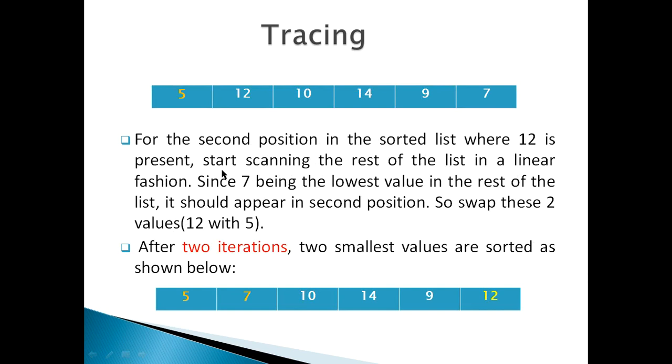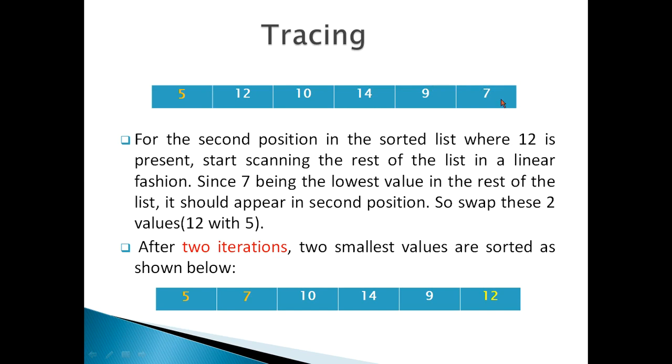So now for the second position, we can say that for 5, we have only one element in the sorted array. The remaining is the unsorted array. For the second position wherein we have 12, what we have to do? Start scanning the rest of the list. So now if we look at it, 12, 10, 14, 9, 7, if we repeat the same process, we realize that 7 is the smallest among the remaining.